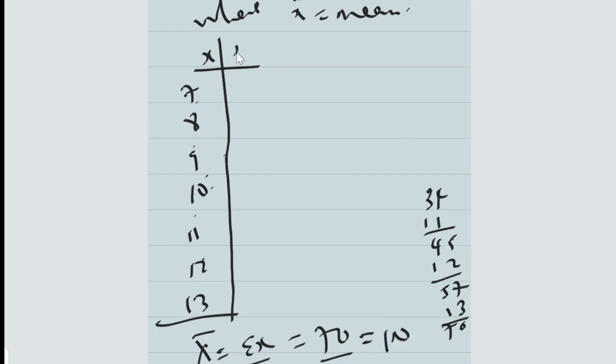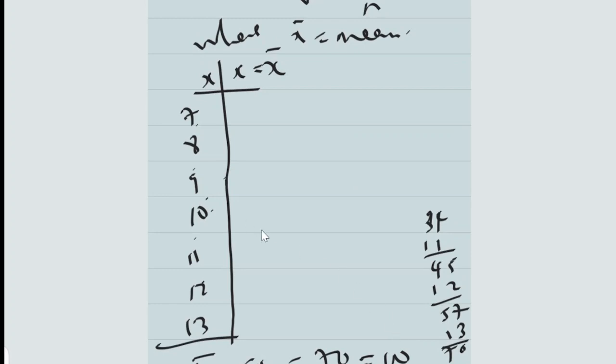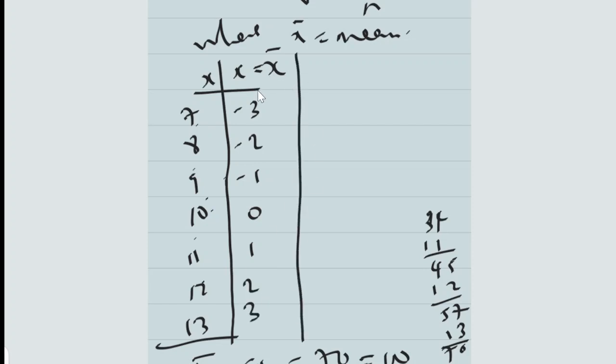So now you are going to find x minus x bar. Recall the formula is summation of x minus x bar squared over n. Okay, now let us subtract. 7 minus 10 is going to give me minus 3, minus 2, minus 1, 9 minus 10, 10 minus 10 is 0, then 1, 2, 3. I hope you understand. After that, you are going to find your x minus x bar, everything squared. So what is x minus x bar squared? This is 9, 4, 1, 0, 1, 4, 9. I hope you understand now.